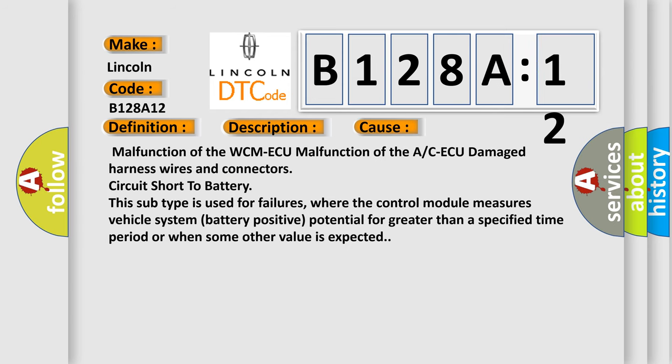Malfunction of the WCM-ECU, malfunction of the A/C-ECU, damaged harness wires and connectors, circuit short to battery. This subtype is used for failures where the control module measures vehicle system battery positive potential for greater than a specified time period or when some other value is expected.